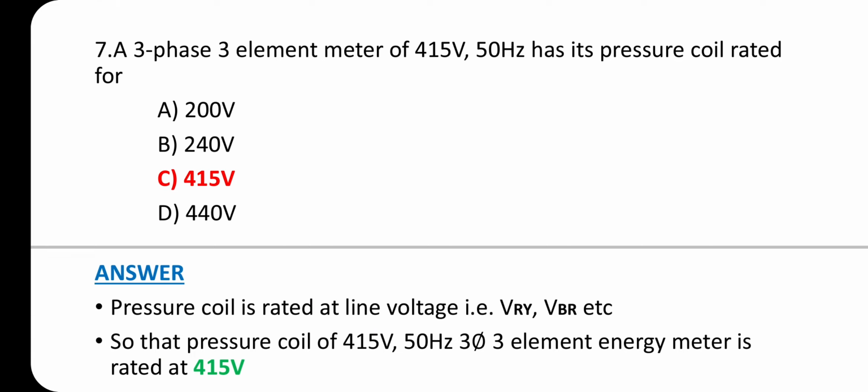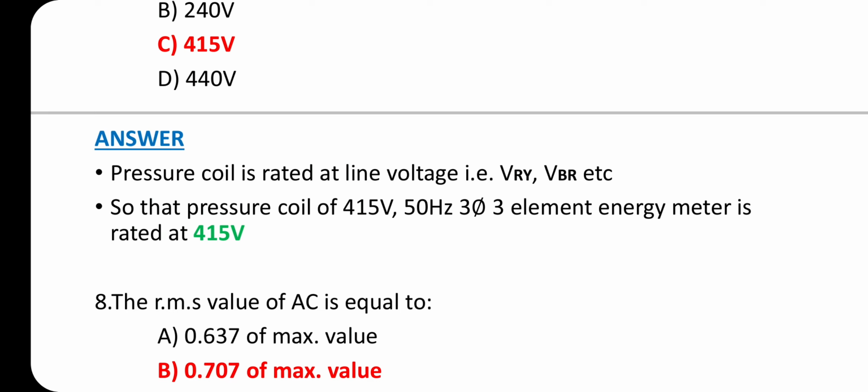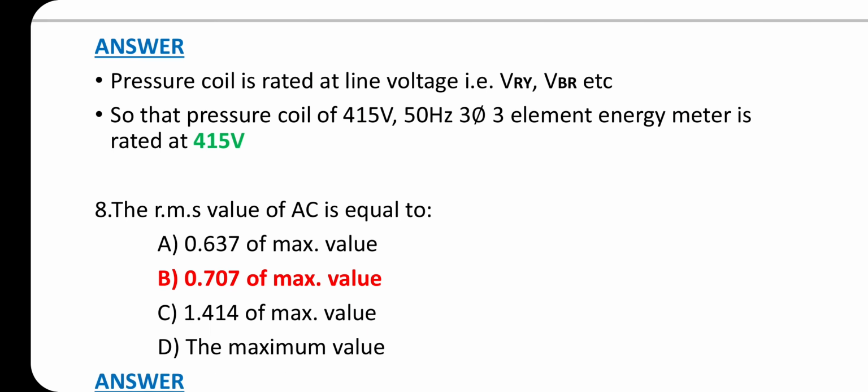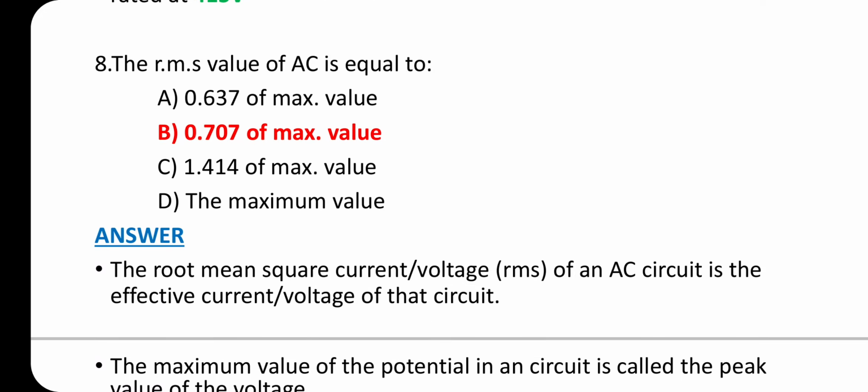Question number 7. A 3-phase 3-element meter of 415 volt 50 Hz has its pressure coil rated for. Answer is option C, 415 volt. A pressure coil is rated at a line voltage, that is VRY, VBR, etc. So the pressure coil of a 415 volt 50 Hz 3-phase 3-element energy meter is rated at 415 volt.